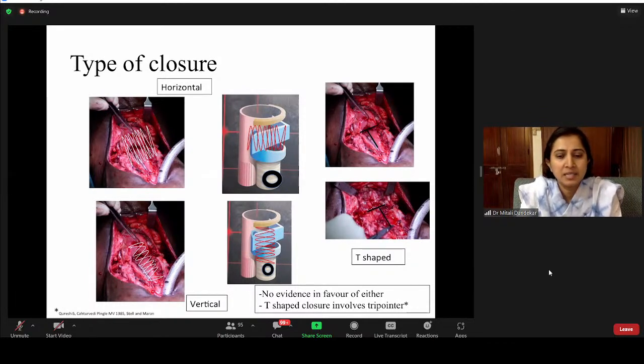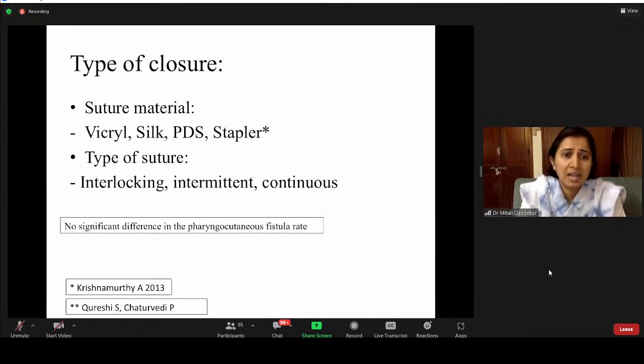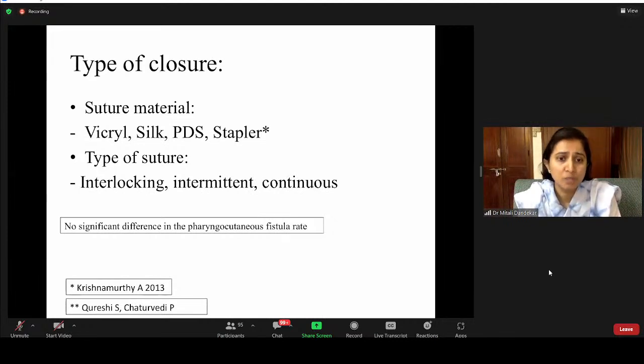By and large, the consensus is that the T-shaped closures involve a tri-point and could be avoided. However, it totally depends on individual surgeon preference and experience. Similarly, the type of closure would vary with respect to the suture material and the type of sutures taken. The suture material could be Vicryl, silk, PDS, or even staplers. Types of sutures could be interrupted, interlocking, or continuous. Again, there has been no significant difference in the pharyngocutaneous fistula rate in one over the other.